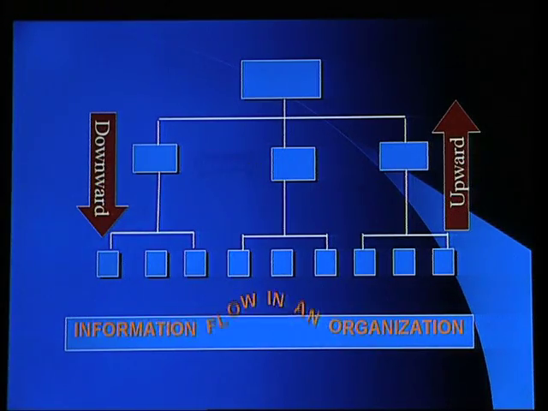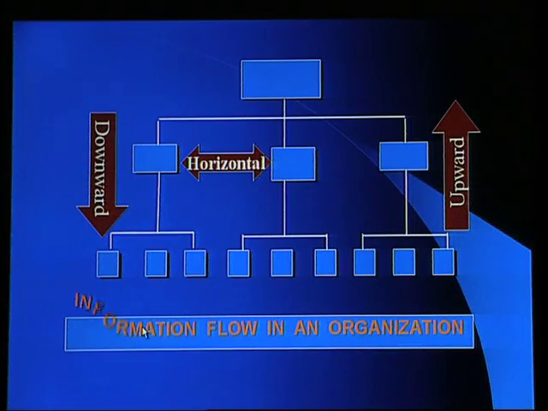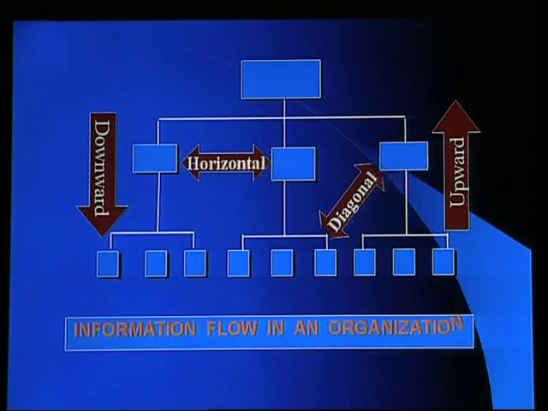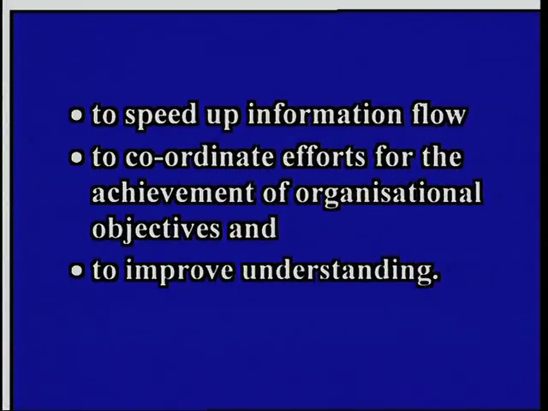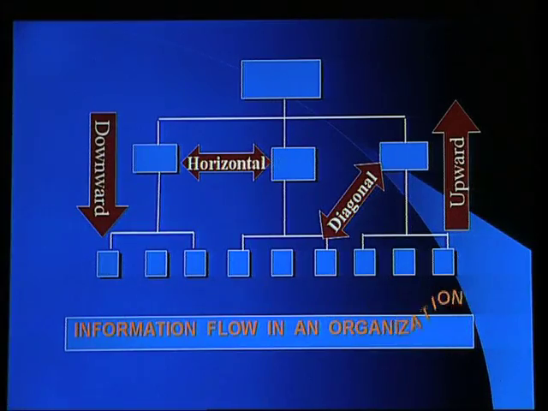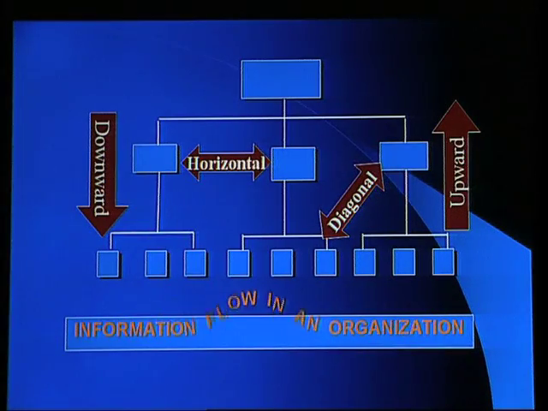Crosswise communication includes the horizontal flow of information among people on the same level in the organization, and the diagonal flow among persons at different levels who have no direct reporting relationship with one another. This kind of communication is used to speed up information flow, to coordinate efforts for the achievement of organizational objectives, and to improve understanding. A great deal of communication may happen to cut across the chain of command and avoid following organizational hierarchy.